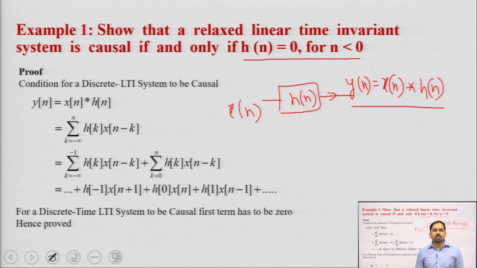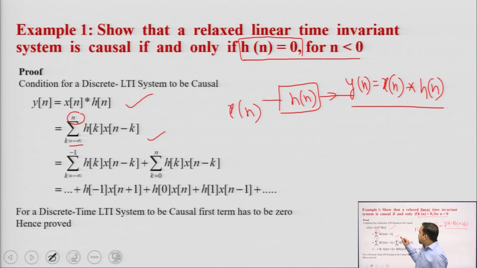Now, we are going to utilize this relationship to prove that the impulse response h[n] is 0 for all negative values of n, which is n less than 0. This convolution can be further written as the summation over k from minus infinity to n of h[k] x[n minus k]. In our next lecture we will also see how the discrete convolution takes place analytically and graphically.